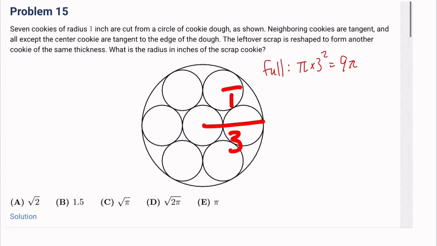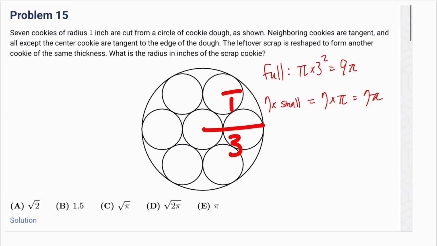This is 9 pi, and the 7 small cookies equal 7 times 1 squared pi, which is pi. This is 7 pi, right? And so the area of the leftover would be 9 pi minus 7 pi, which is 2 pi, right? And so the radius of the scrap cookie, let's say that's r, then the area is pi r squared. This is equal to 2 pi, so r equals root 2.